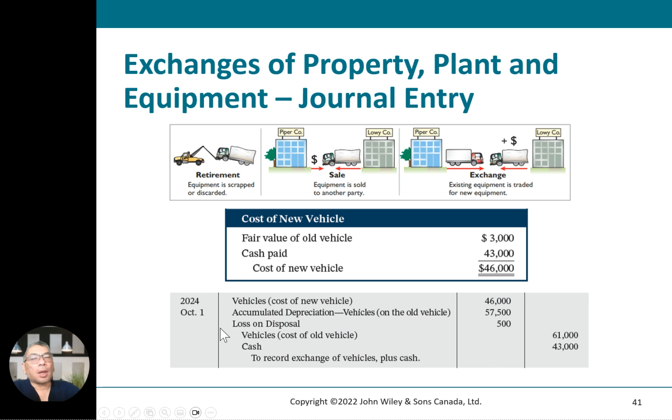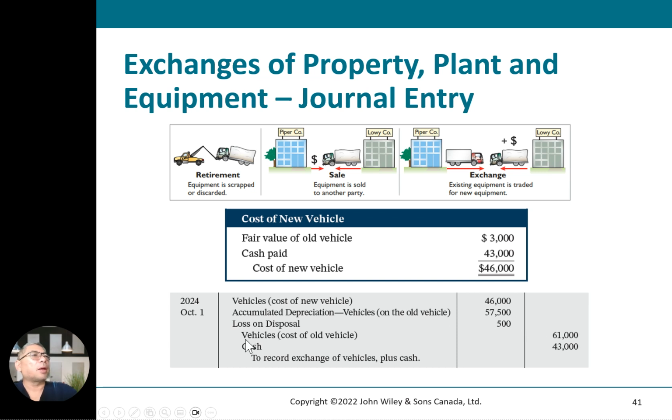In October, one posting will be vehicle, cost of the new vehicle, for 46,000. Accumulated depreciation of the old vehicle 50,500 debit here, and loss on disposal will be 500 debit. Cash or loss on disposal here debit.